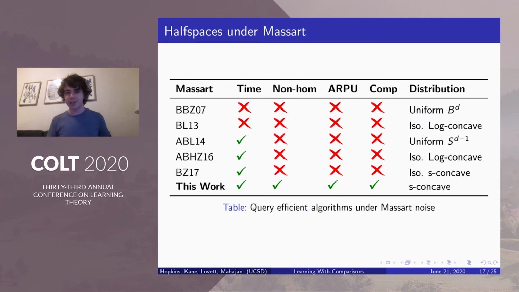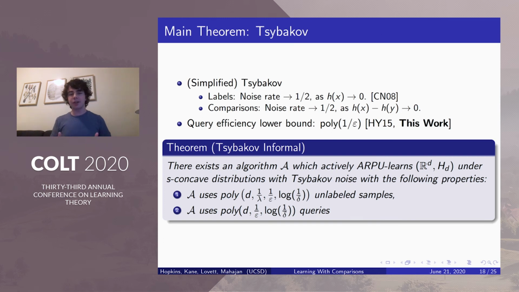So what do we do? Well, we drop the isotropy condition. We work only on S-concave distributions, and we add reliability. We generalize to the full set of half spaces, not just ones passing through the origin, and we remain time efficient.